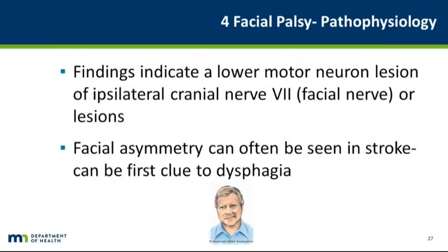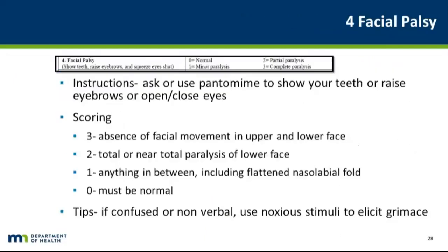Next is facial palsy. You are to assess the muscles of facial expression supplied by the facial nerve. Findings may indicate a lower motor neuron lesion of the facial nerve. And as a reminder, facial asymmetry can often be seen in stroke and can be the first clue to dysphasia. For facial palsy, you can ask or use pantomime to show me your teeth, raise your eyebrows, open and close your eyes. If the patient is confused or nonverbal, use noxious stimuli to elicit a grimace.